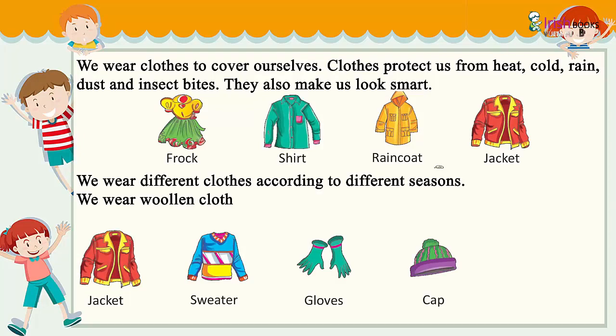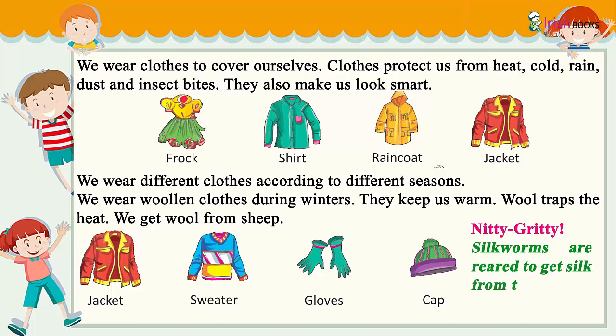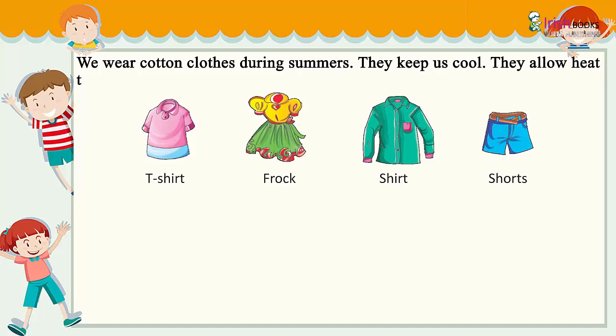Frock, shirt, raincoat, jacket. We wear different clothes according to different seasons. Silkworms are reared to get silk from them. We wear cotton clothes during summers. They keep us cool. They allow heat to escape from the body. We get cotton from cotton plants.